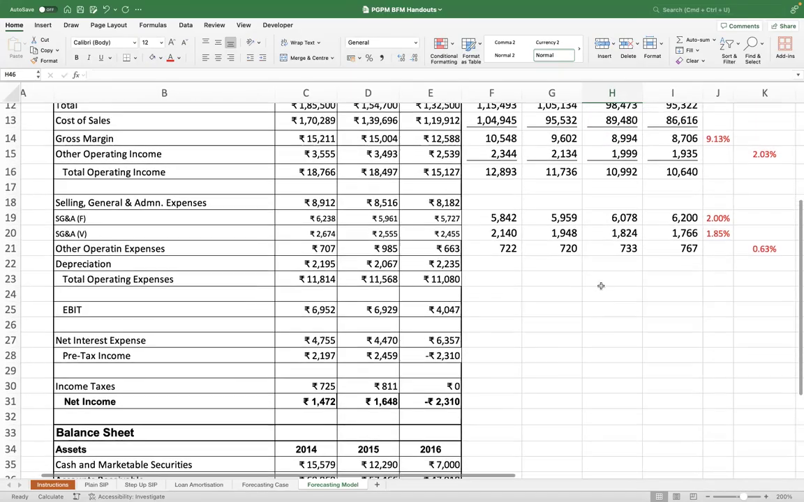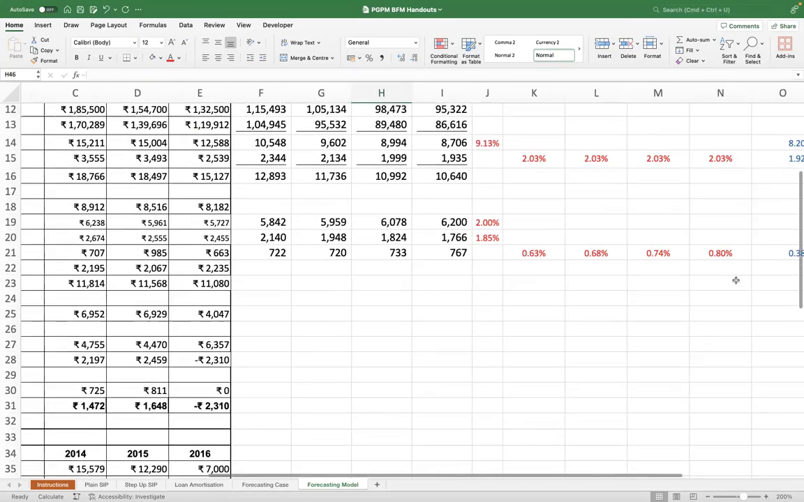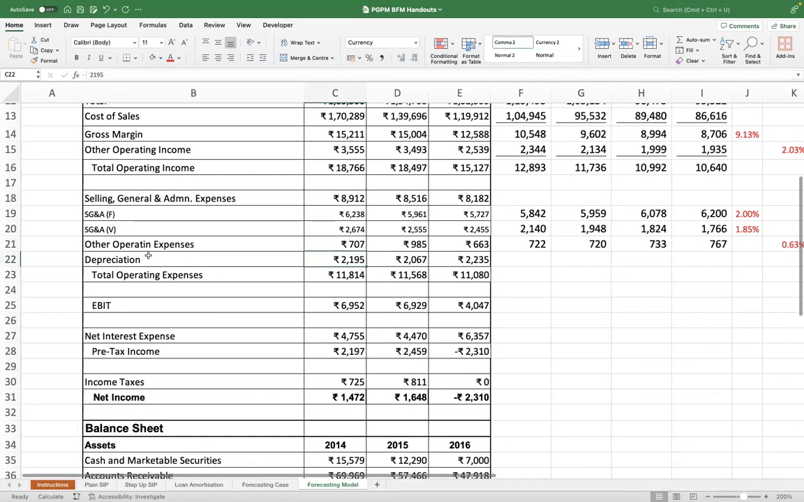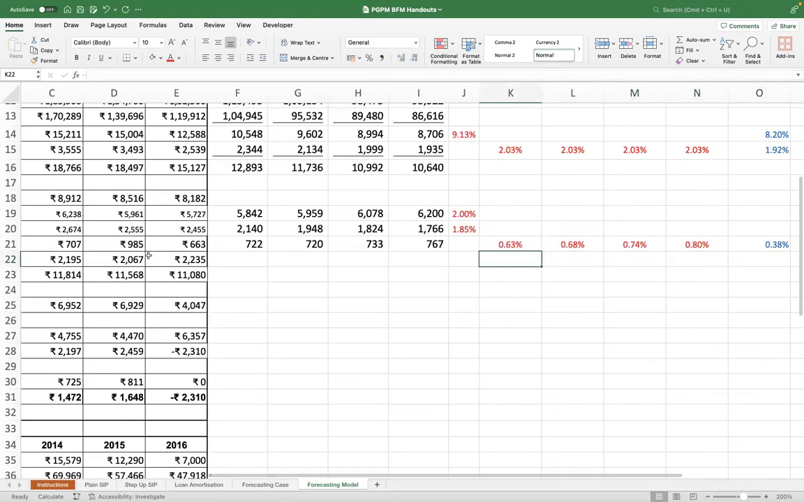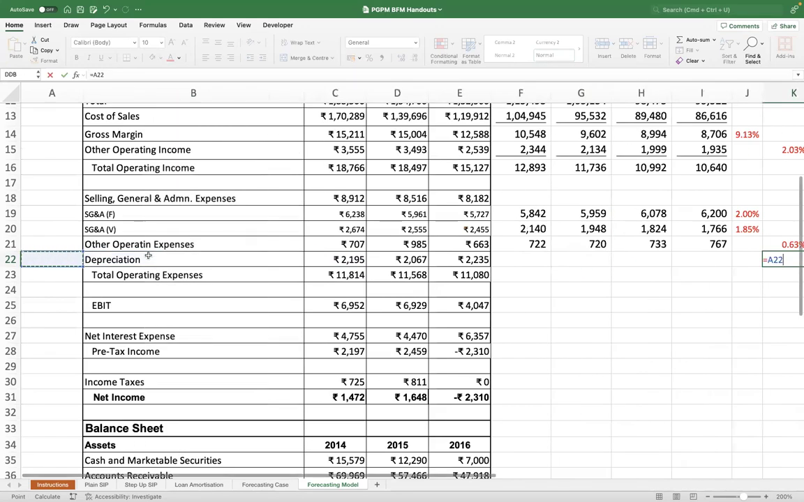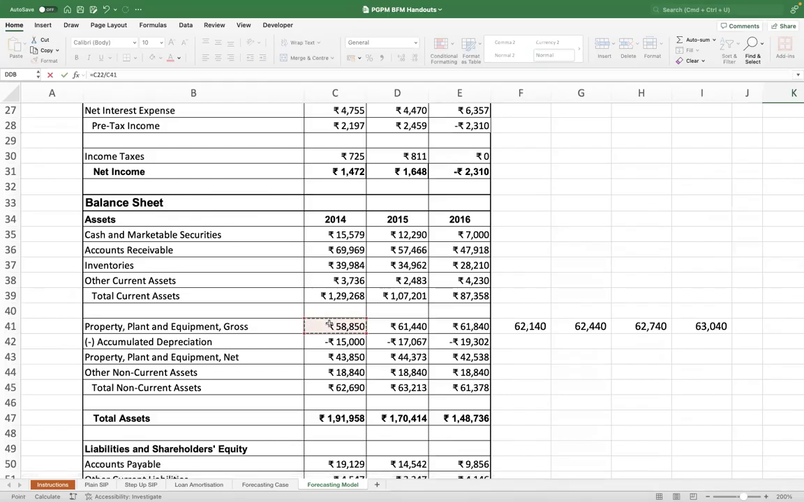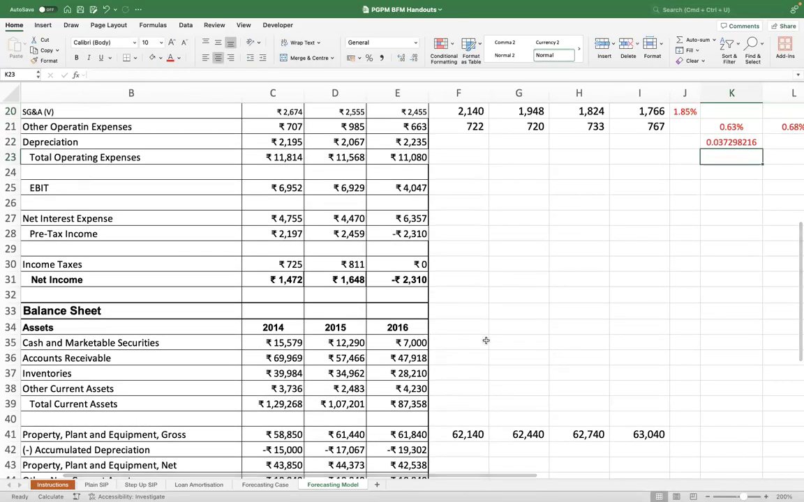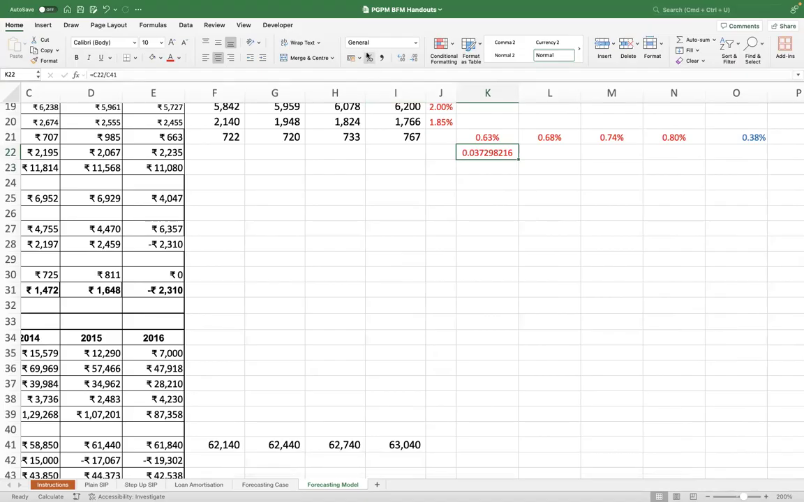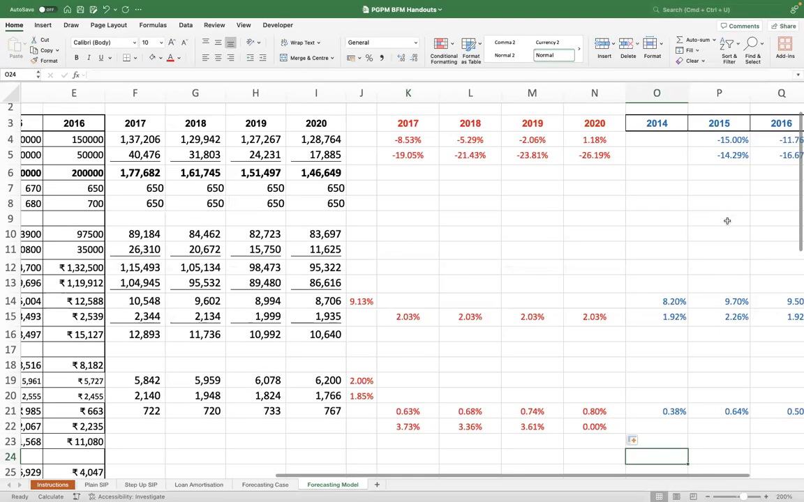Next step is to find out depreciation as a percentage of gross PPE for the previous years. So I go to the depreciation expense here. Where's the depreciation expense? This one. And I take what? Depreciation of each year divided by gross PPE for that year. ठीक है ना? And then I convert that into percentage and I drag it to the right. And these are my numbers.